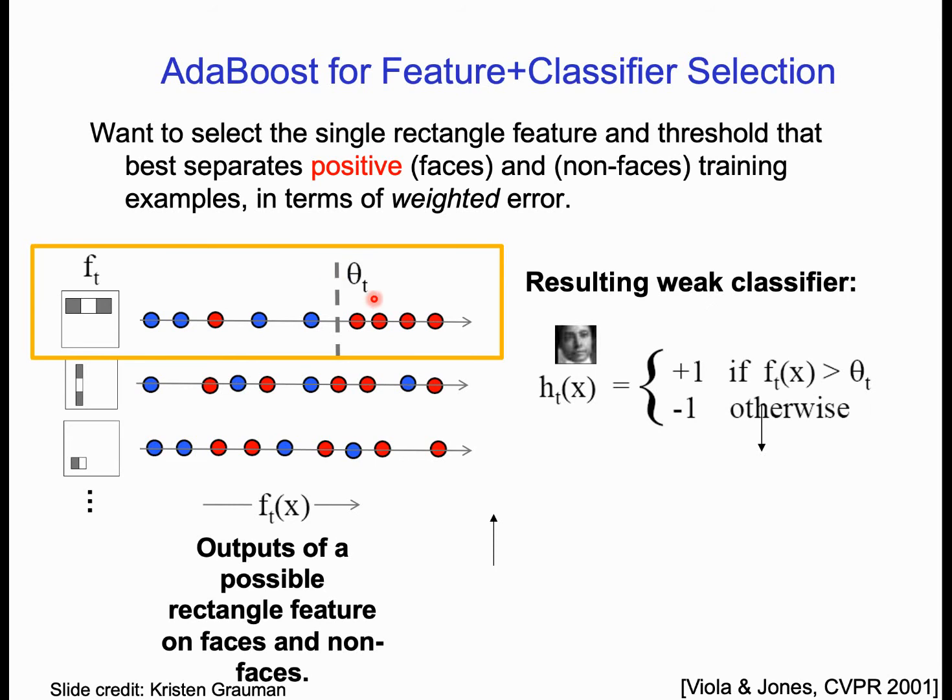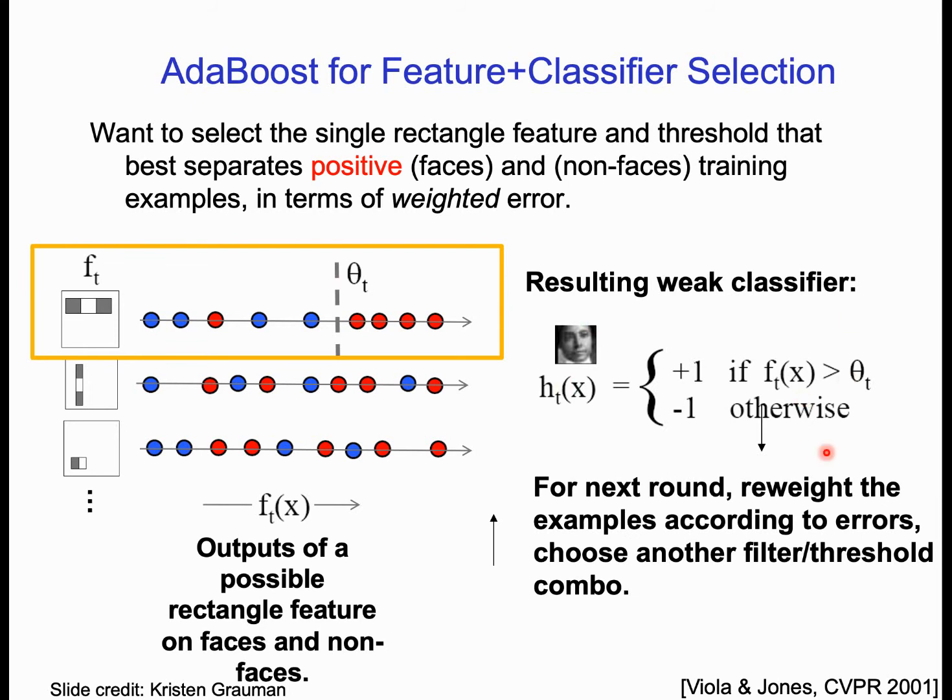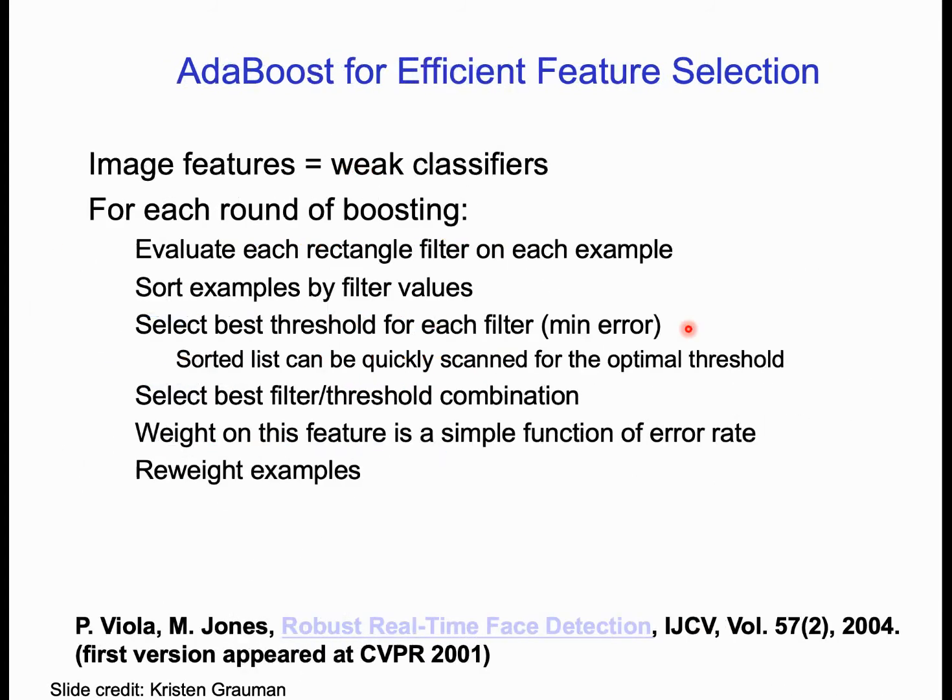In the next round, I will compute the errors this weak classifier makes, reweight the samples, and find another feature with another threshold to append to this weak classifier. So in this case, each image feature will correspond to a weak classifier. And for each round of boosting, I will evaluate each rectangle feature on each example, sort the examples by filter values, and select the best threshold, meaning the minimum error, considering the weights. And this can be done simply by sorting and quickly scanning all the optimal thresholds. Select the best filter and threshold combination, weight this feature based on the error rate, and reweight again.